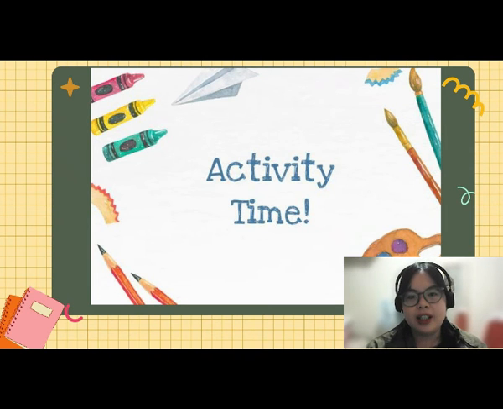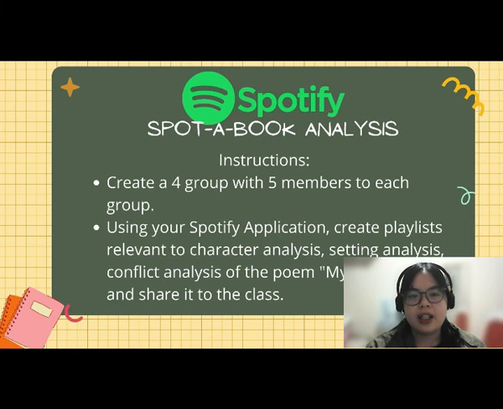So in our activity, it is a Spotify book analysis. The instruction: create four groups with 5 members in each group. So you have to group yourselves into four and make sure you have 5 members in each group. Next, using your Spotify application, create playlists relevant to character analysis.